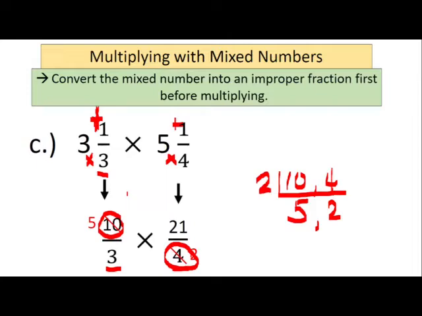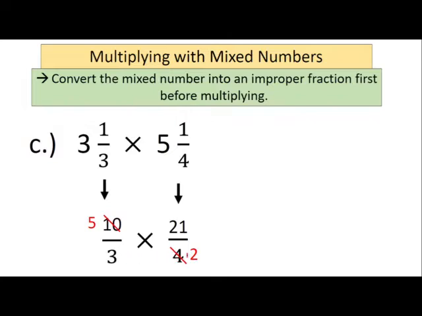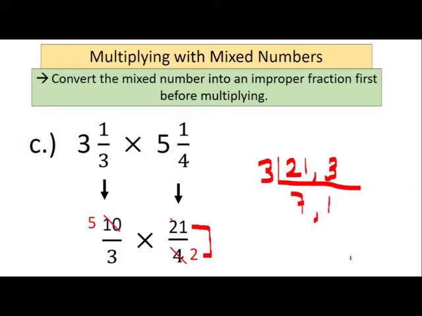Ayan. And what about our 21? Can we still simplify it? Pair it with a denominator here. Tignan natin. Siyempre, kay 2, hindi na siya pwede. What about kay 3? Pwede yan, because 21 is a multiple of 3. Let's divide them both by 3. 21 will be 7. 3 will become, of course, 1.